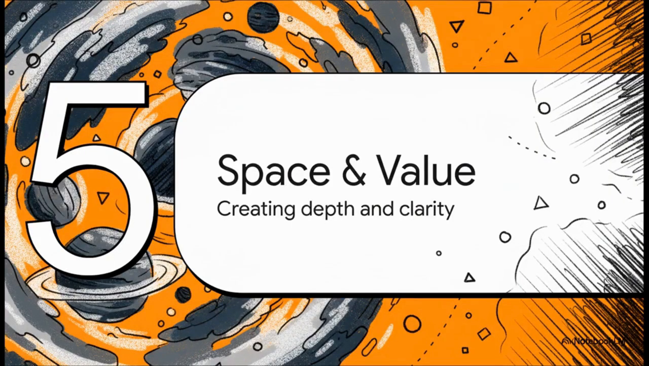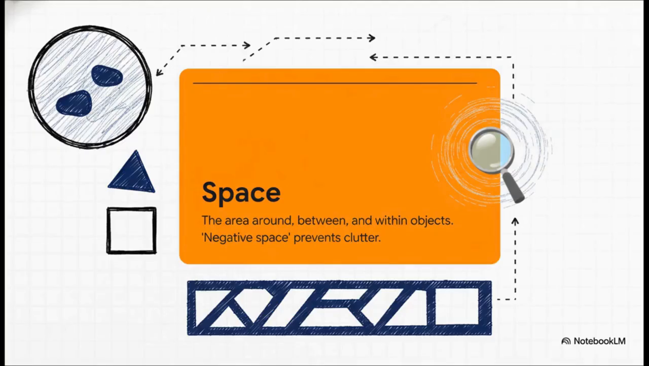Okay, on to our final pair of elements, space and value. Now, this is where things get really interesting. This is the art of using emptiness and the play of light to create the illusion of depth. First, space. We're talking about the area around, between, and even inside of things. And really smart designers pay a lot of attention to the empty parts, what we call negative space. It's not just wasted room, it's essential. It gives the important parts of the design room to breathe and keeps things from feeling chaotic and cluttered.